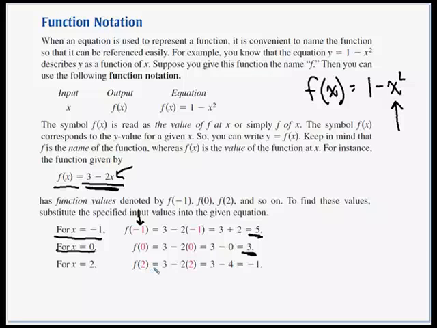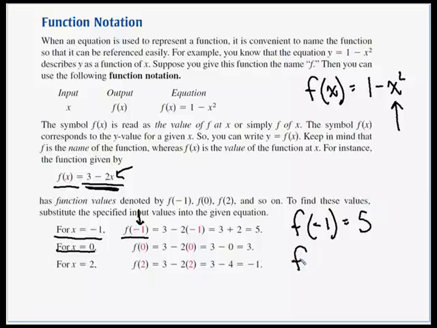f of 2, we replace the x in the function with a 2. 3 minus 2 times 2, or 3 minus 4, is negative 1. And again, here, let's tie this up. You know, f of negative 1. f of negative 1 equals 5. This is the value of the function at negative 1, and that value is 5.